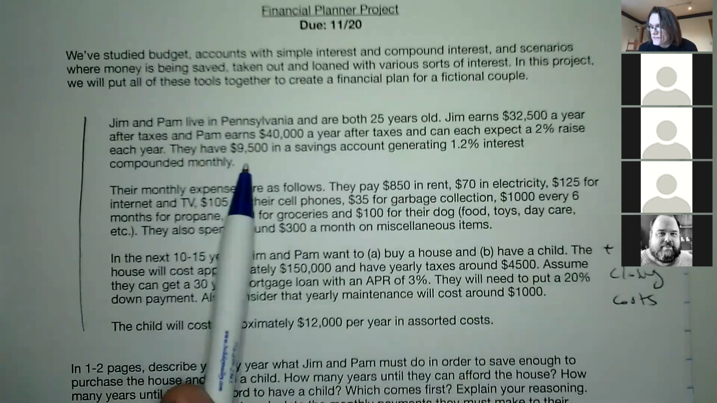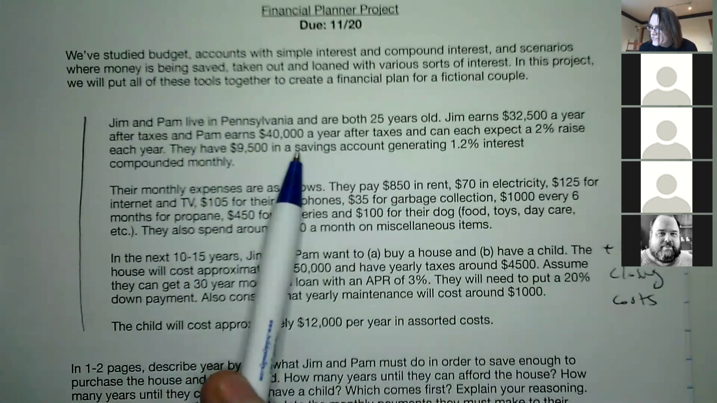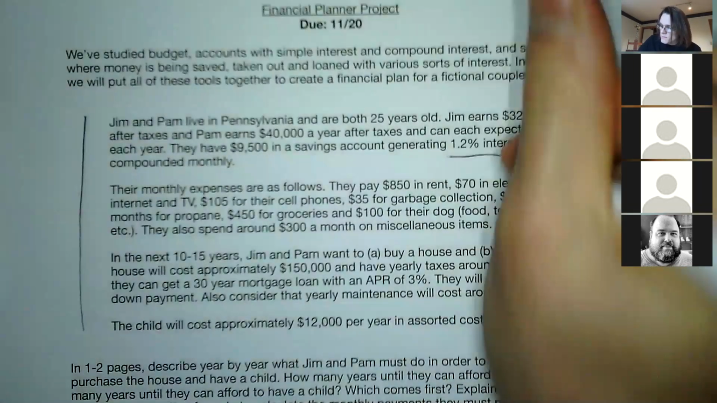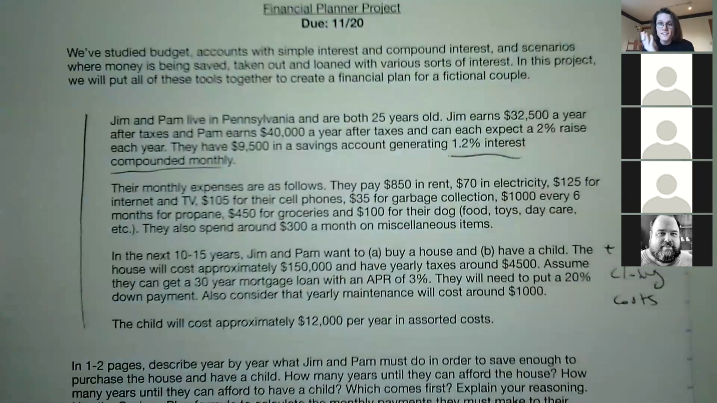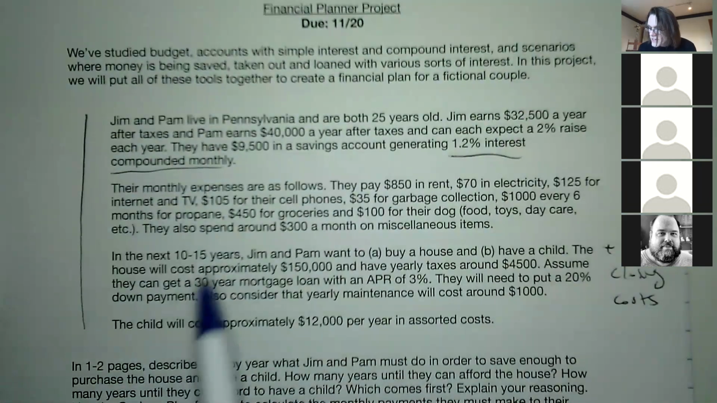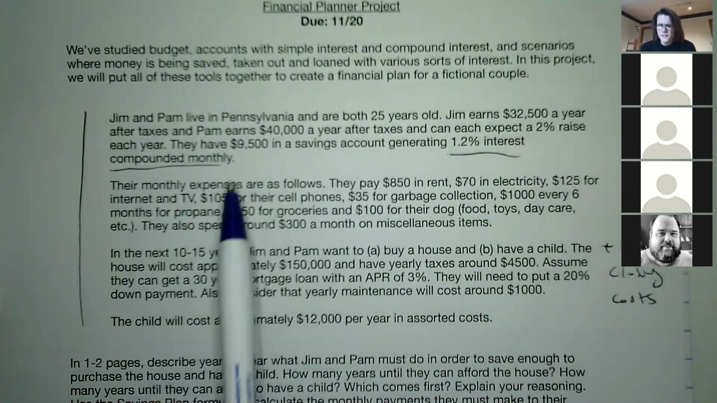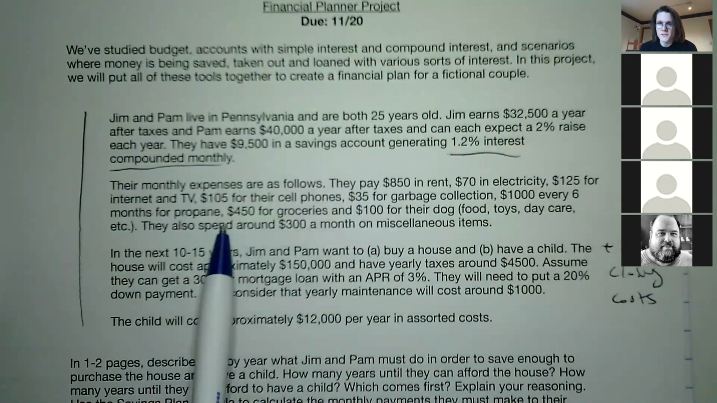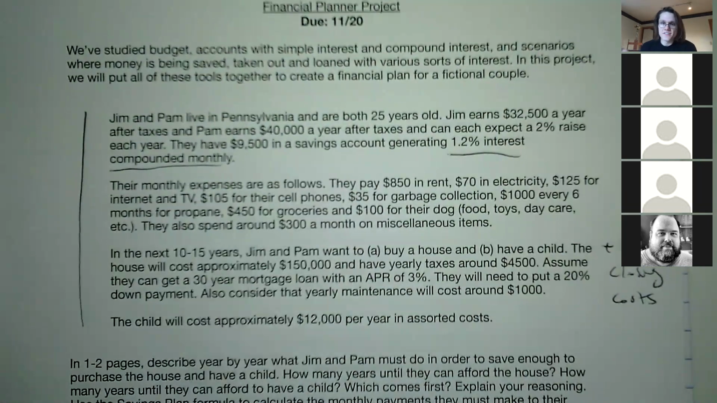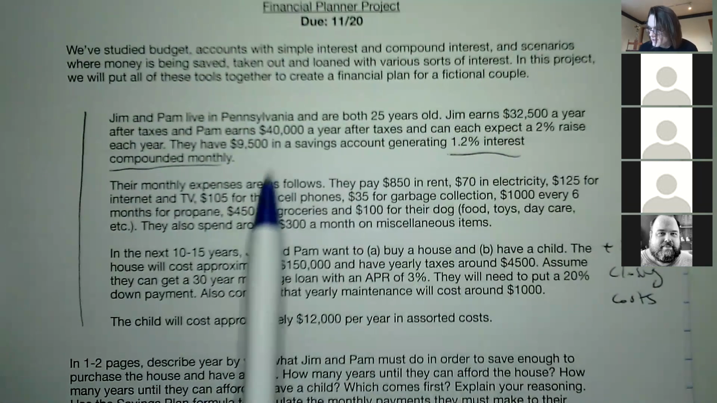They have $9,500 in savings, in a savings account generating 1.2% interest compounded monthly. As I said, there's quite a bit of detail. Their monthly expenses are as follows, and I hope I didn't forget anything. I tried to think of everything that a person pays for. It's obviously a fake situation, so don't worry about it.